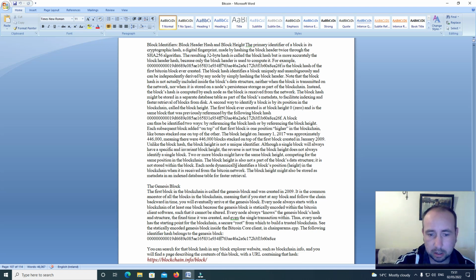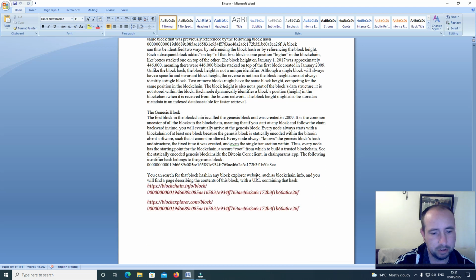The block height is also not part of the block data structure. It is not stored within the block. Each node dynamically identifies a block's position, or height, in the blockchain when it is received from the Bitcoin network. The block height might also be stored as metadata in an index database table for faster retrieval.